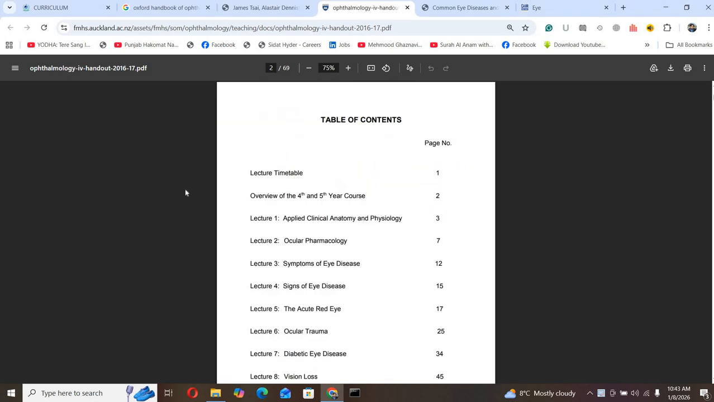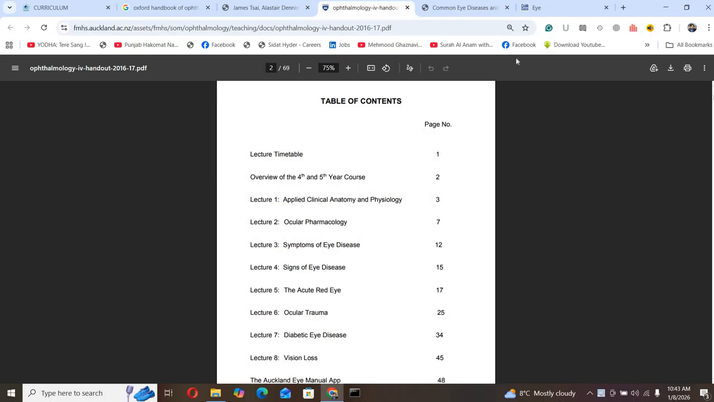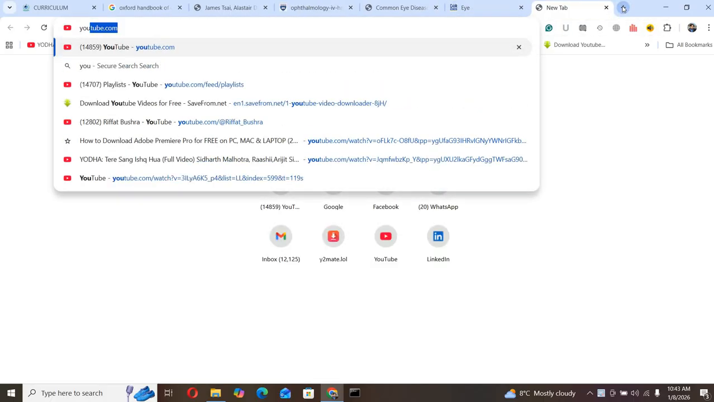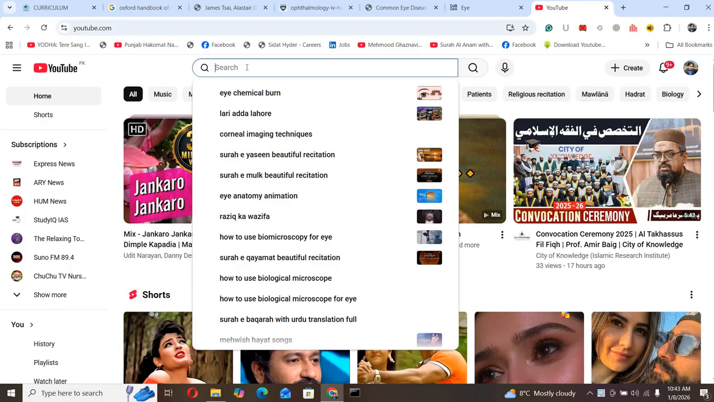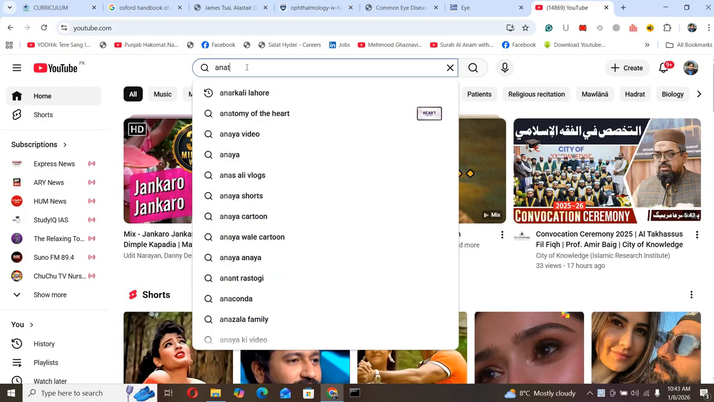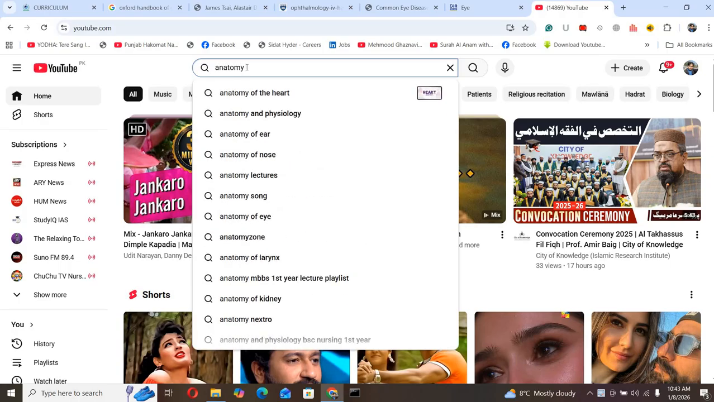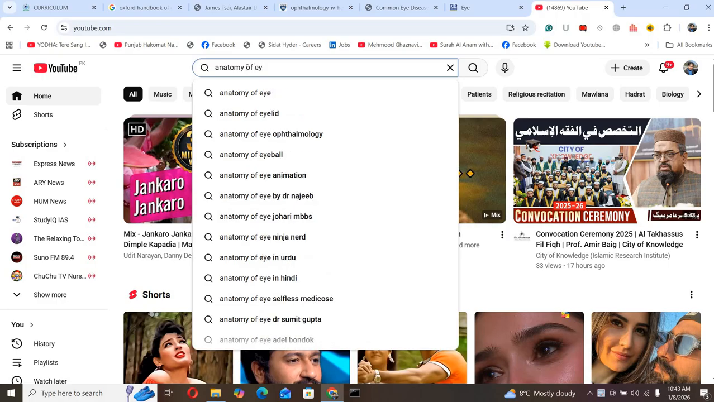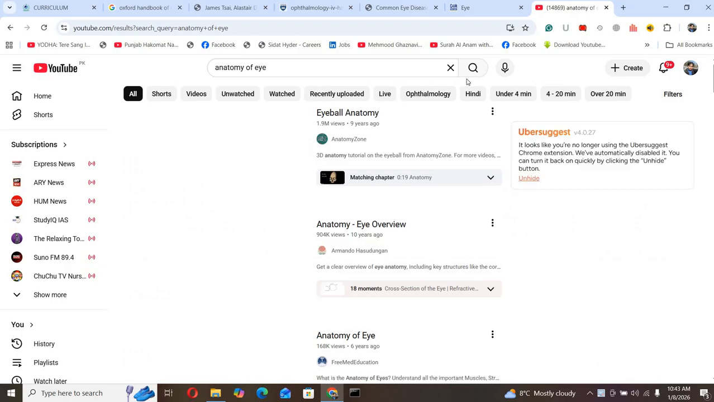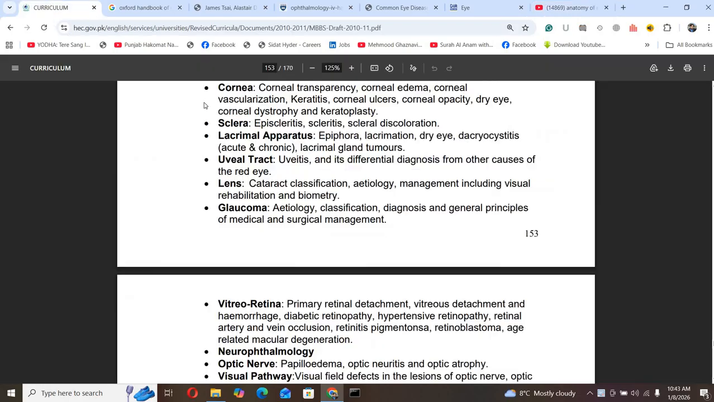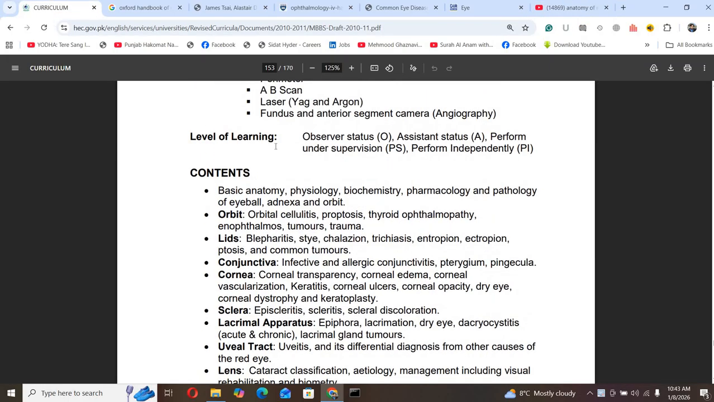So it is the common diseases of the eye. Let's first discuss the anatomy and physiology of the eye in it. Anatomy of the eye and physiology of the eye, related to how we could see using the physiology. Anatomy of the eye. So the content related to the anatomy of the eye are as follows.